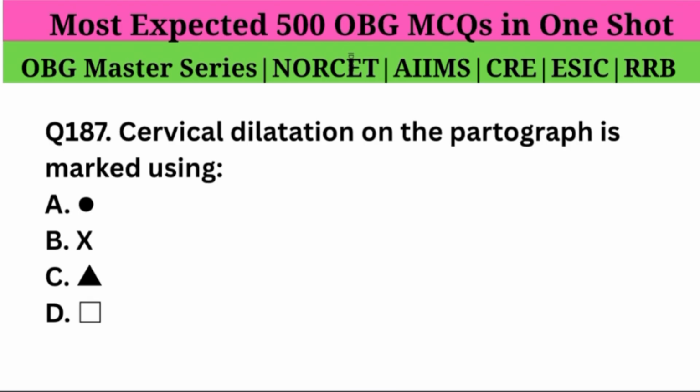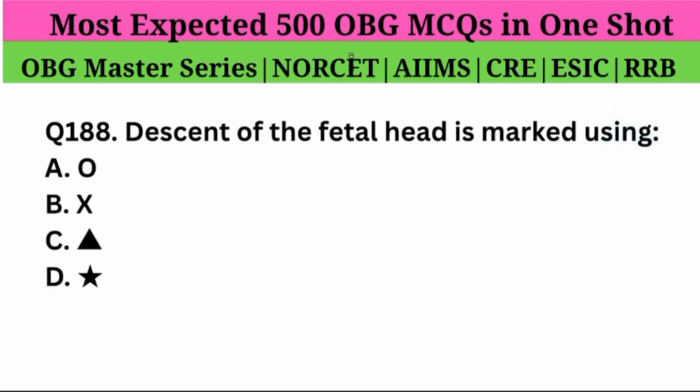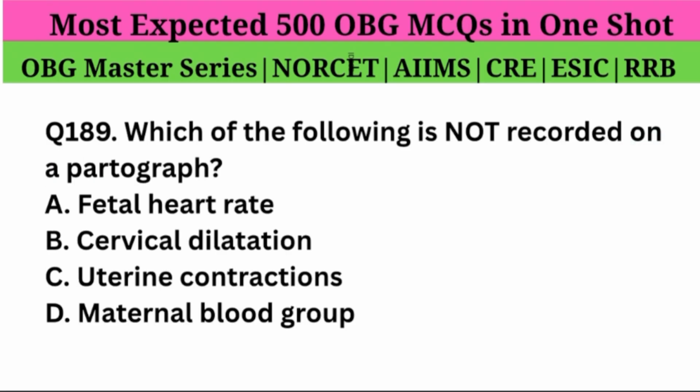Next question, cervical dilatation on the partograph is marked using. Your correct option is option B, X. Next question, descent of the fetal head is marked using. Correct option is option A, O or 0. Next question, which of the following is not recorded on a partograph? Your correct option is option D, maternal blood group.